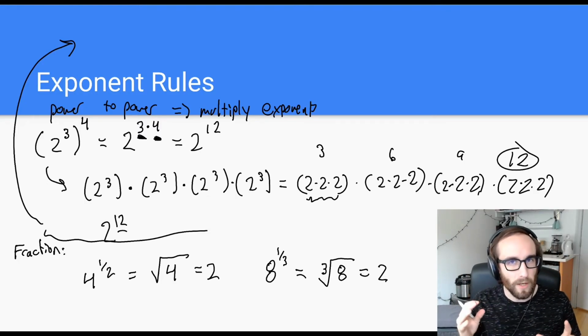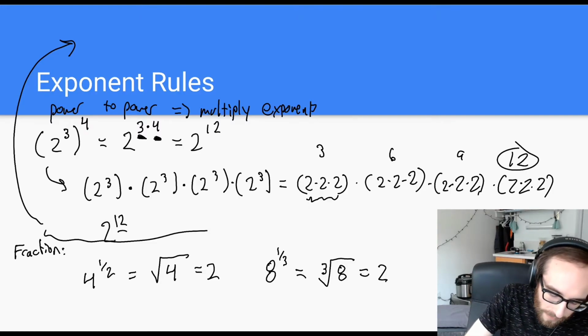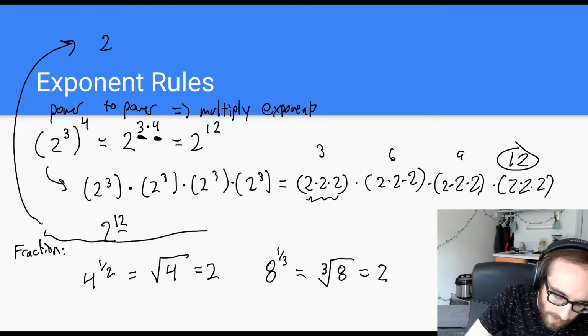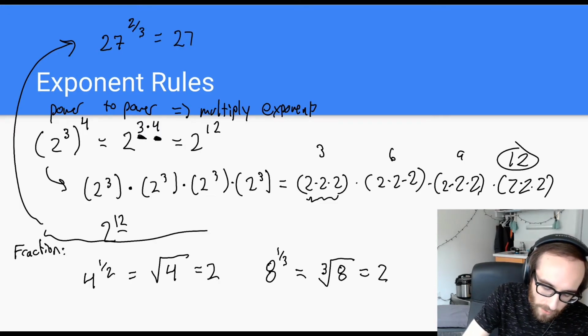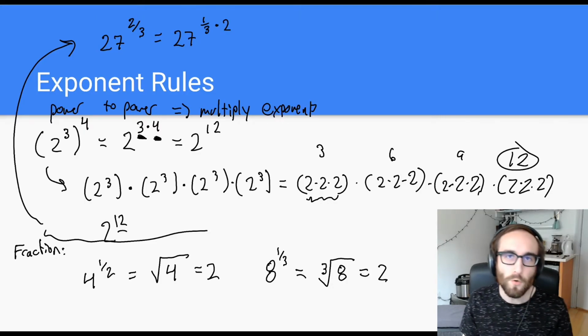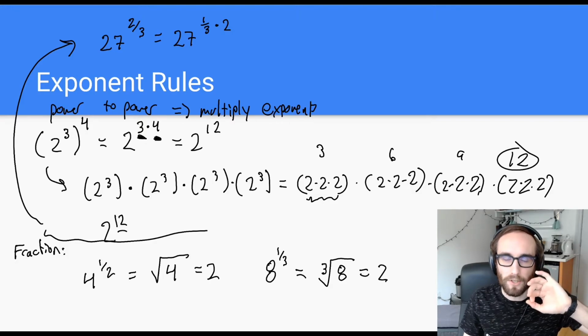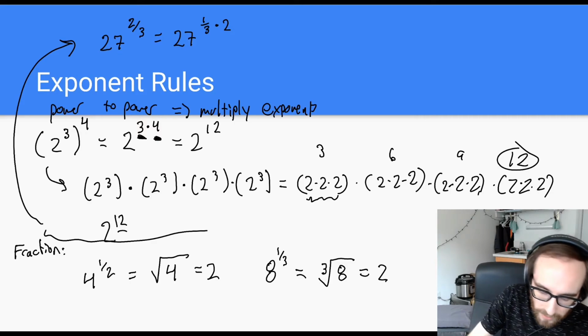In this case, we can split it up using our power to a power rule, so we can kind of work backwards. If we, for example, have 27 to the 2/3 power, we can rewrite this as 27 to the 1/3 times 2 power. So I rewrote it so that we have a 1 in the numerator for our fraction. And then whatever's in the numerator, or 2, I'm writing it separately as multiplication.